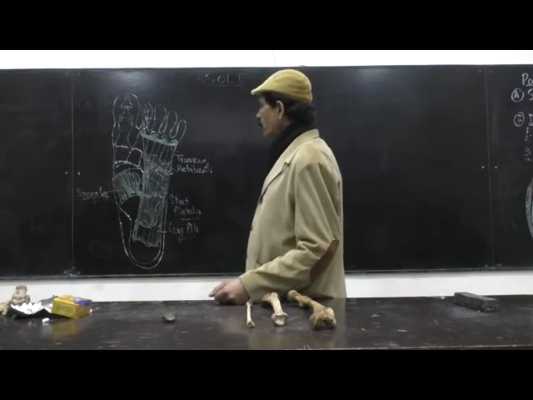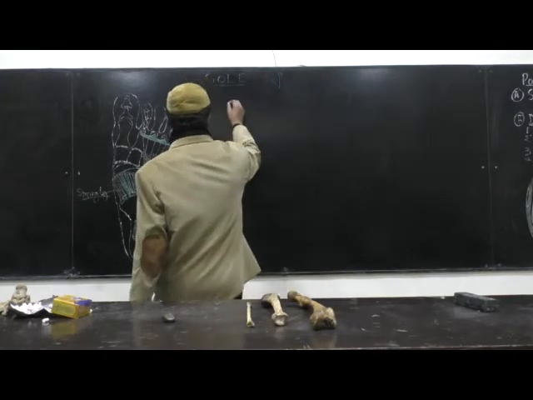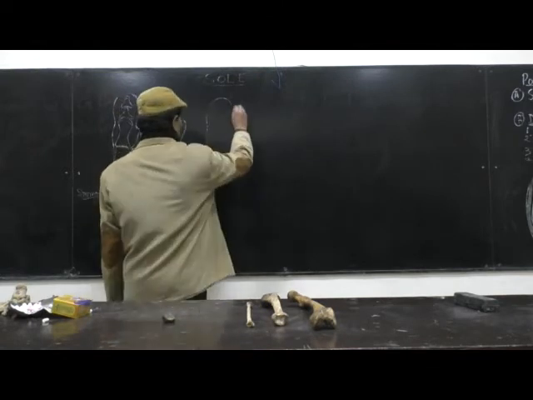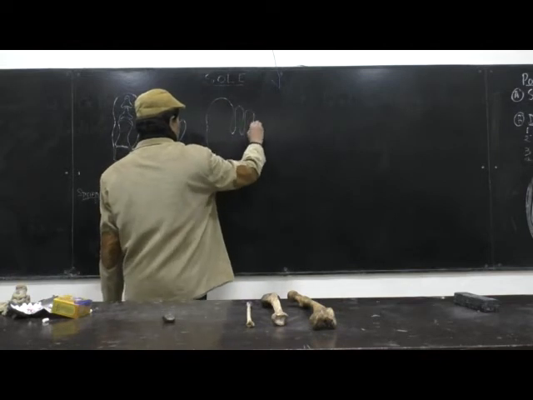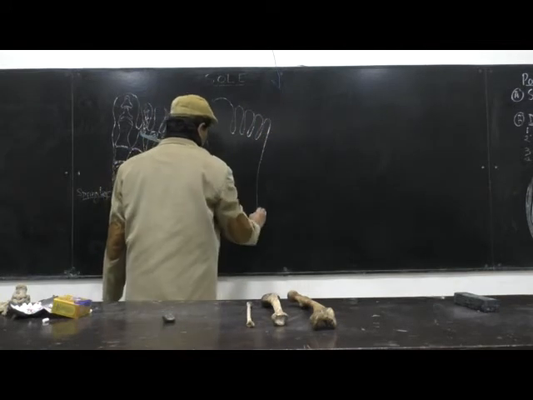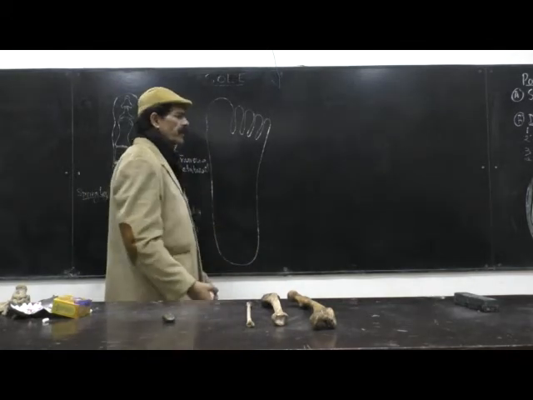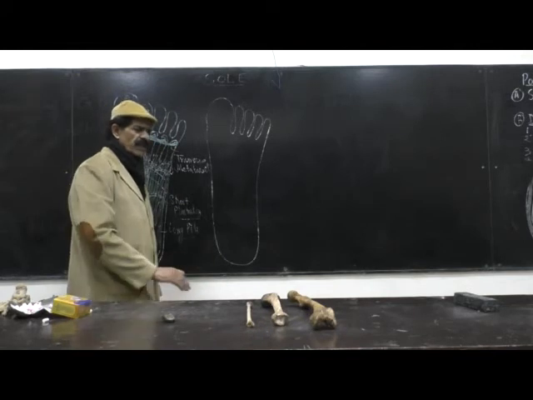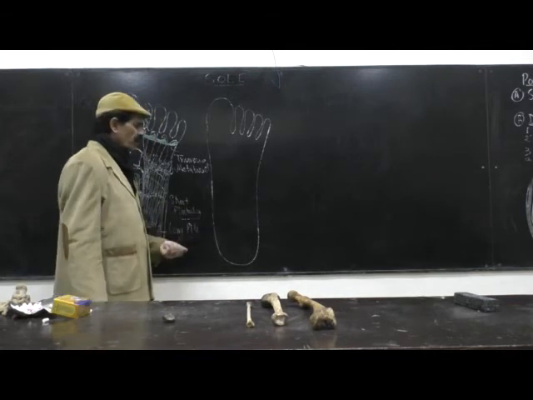But before we go on, whenever we do the dissection of the sole of the foot, first we remove the skin of the sole. The skin of the sole, the dermis, is very thick. Why? Because it is a weight bearing part. Whenever we stand, the whole of the weight falls on the sole of the foot. So in order to prevent friction between the ground and the skin of the sole, the dermis becomes much thicker.